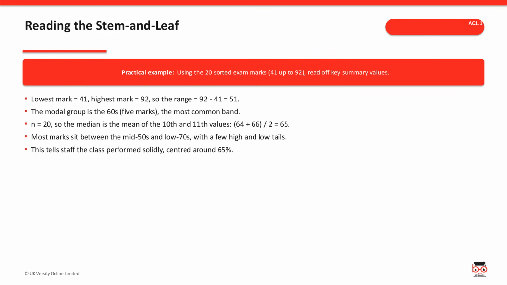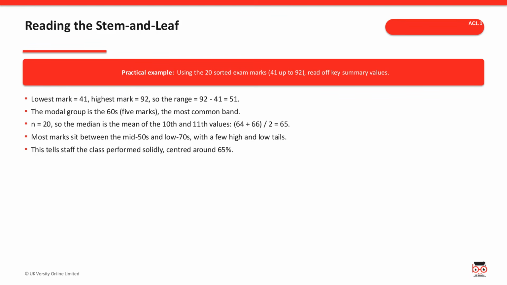Now let's read some summary values straight off those 20 marks, which run from 41 up to 92. The range is the highest minus the lowest, 92 minus 41, which is 51. With 20 marks, the median is the average of the 10th and 11th values, 64 and 66, so 64 plus 66 over 2 gives 65. The modal group is the 60s with 5 marks, and all of that tells staff the class performed solidly, centered around 65%.